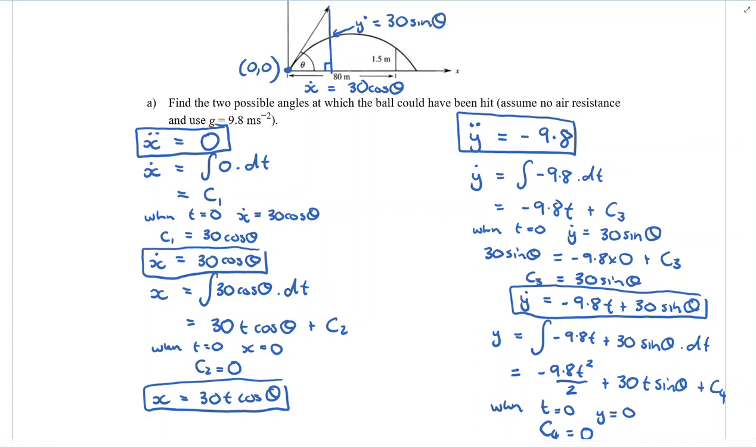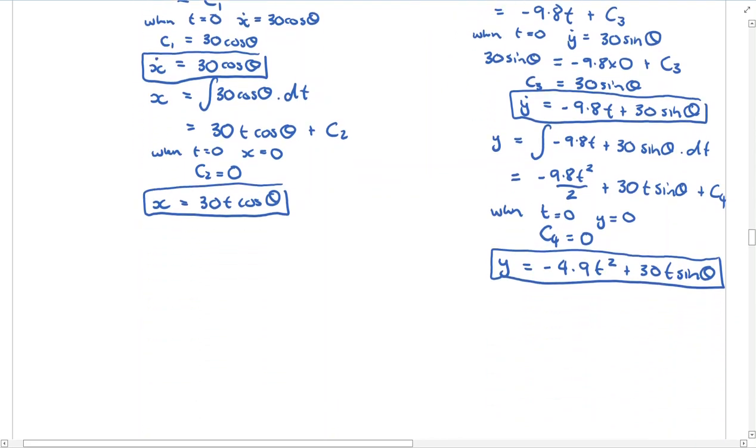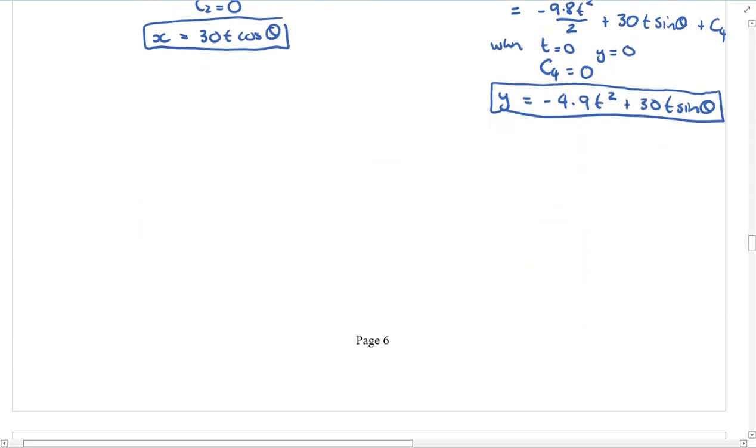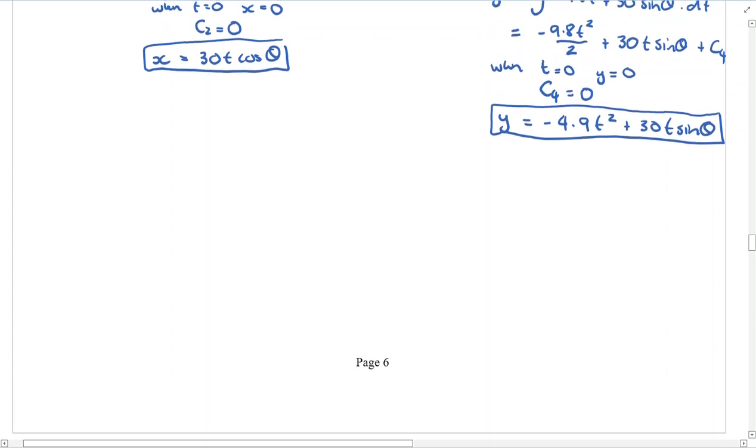We know something for 1.5. We know this wall here, right? We know that when x is equal to 80, y is equal to 1.5. I could sub those into my equation for x and y that I found down here, and then I will have 2 equations involving t and theta, which can be solved simultaneously. Yep, there you go. Okay, so this is what I'm going to do.